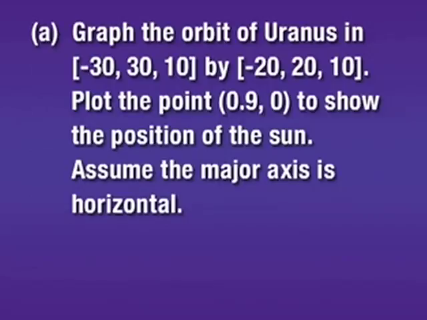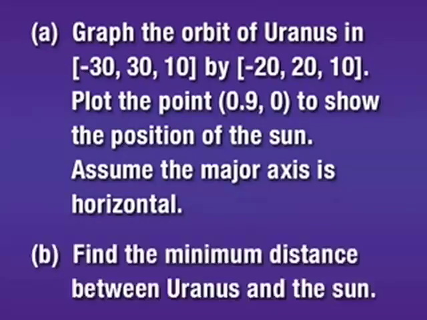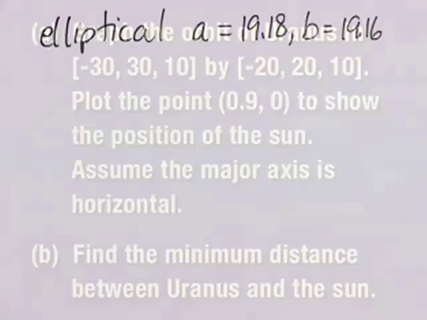A. Graph the orbit of Uranus in a negative 30, 30, 10 by negative 20, 20, 10 window. Plot the point 0.9, 0 to show the position of the Sun. Assume that the major axis is horizontal. B. Find the minimum distance between Uranus and the Sun.